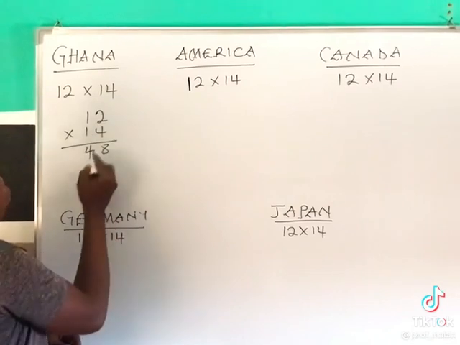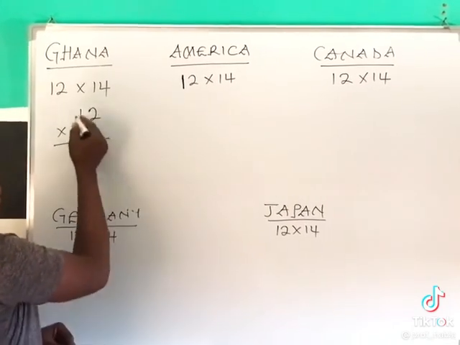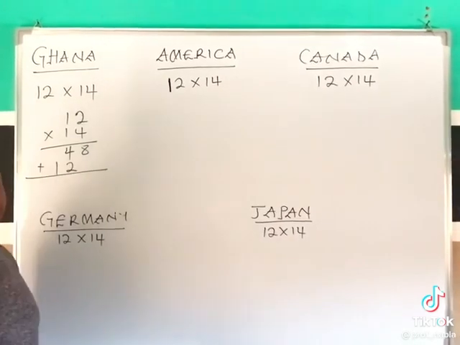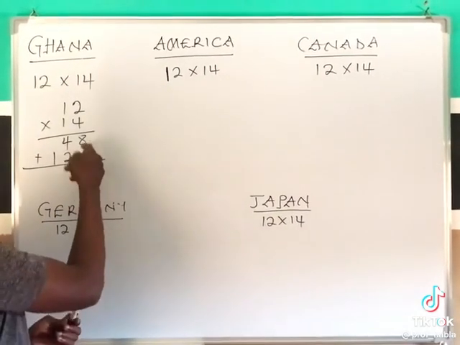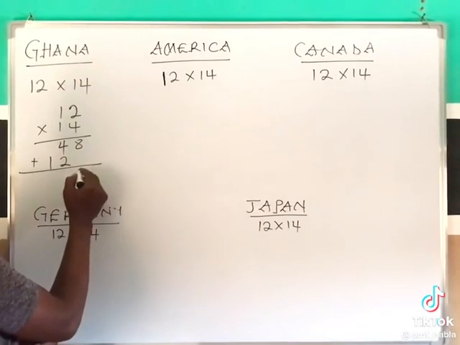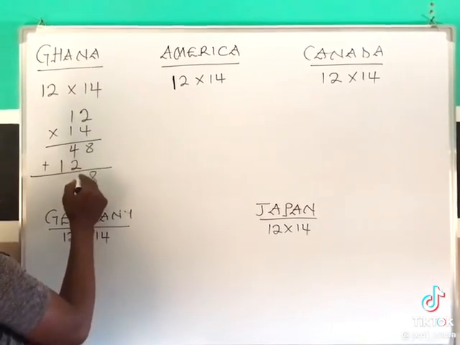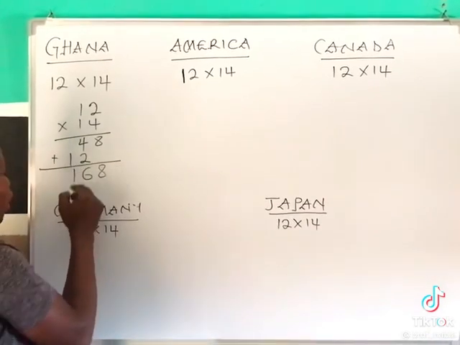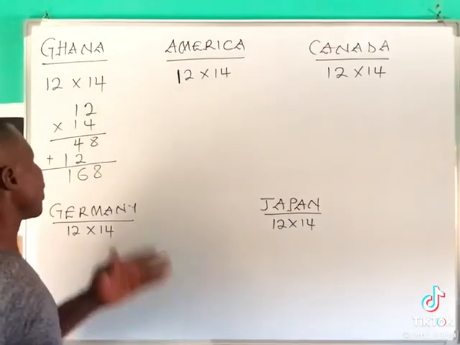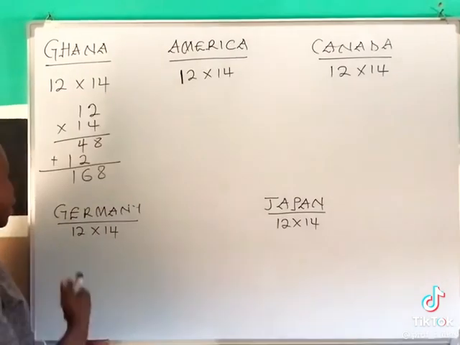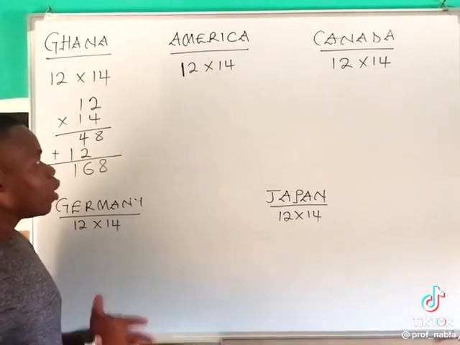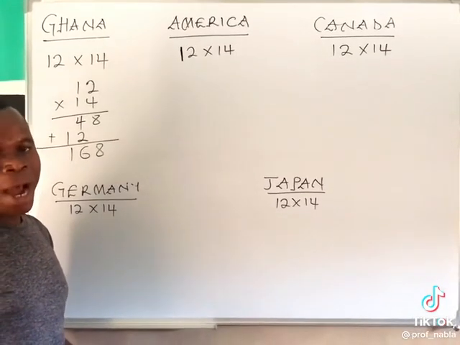So I'll shift one step. That is 1 times 2. I'll write the 2 here. 1 times 1. I'll write the 1. And then add these numbers. So here, 8 plus 0, because here is empty. 8 plus 0 is 8. 4 plus 2 is 6. And 1 plus empty or 0 is 1. It means that a Ghanaian student will get 12 times 14 as 168.